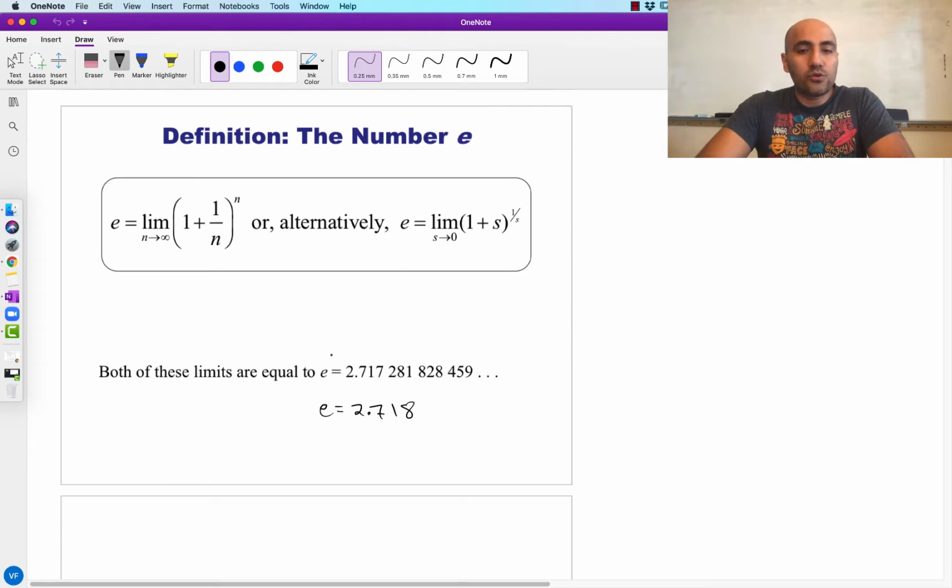Probably equal to, maybe just as important as pi. Pi is another very important irrational number that appears all over the place in math. So it's got its own unique symbol. Okay, so just keep that in mind.